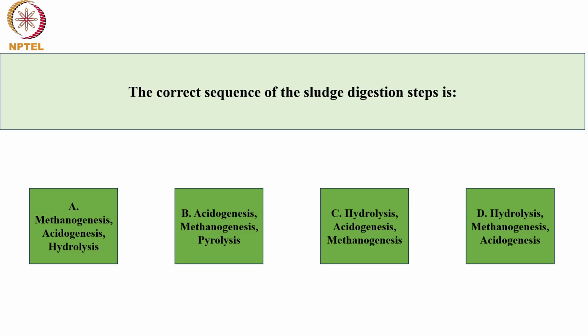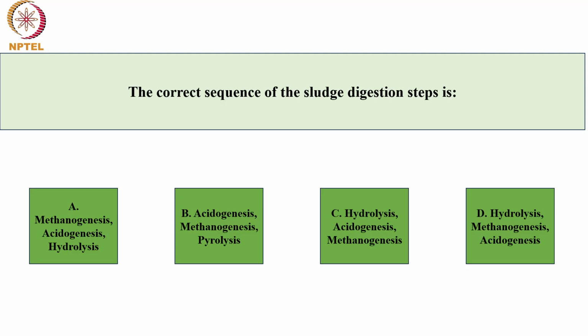It's option D. No, not option D. See here, I explained in the last class. The first process will be hydrolysis, because the higher complex organic compounds will be converted to simpler organic compounds by addition of water. So that will be the first step, that is hydrolysis.